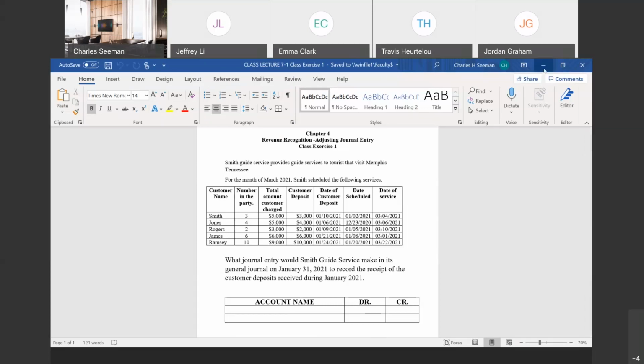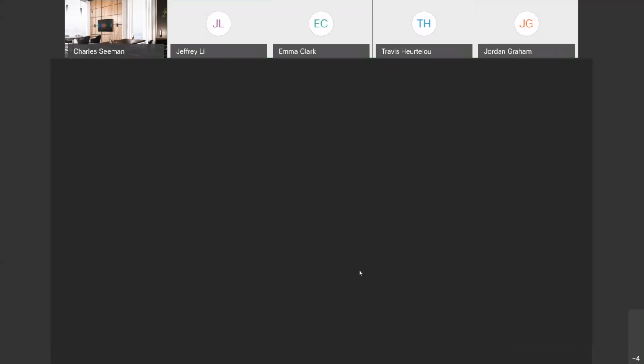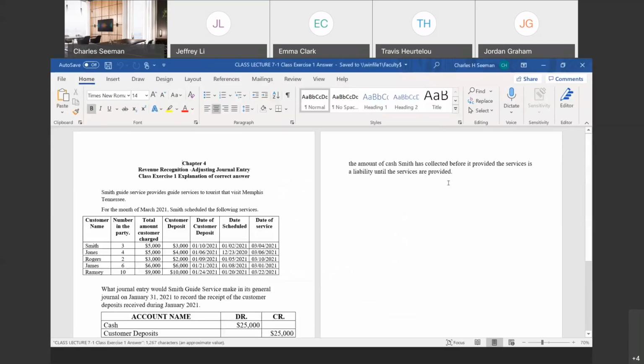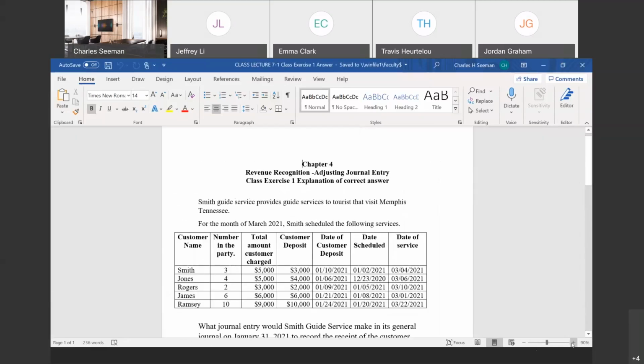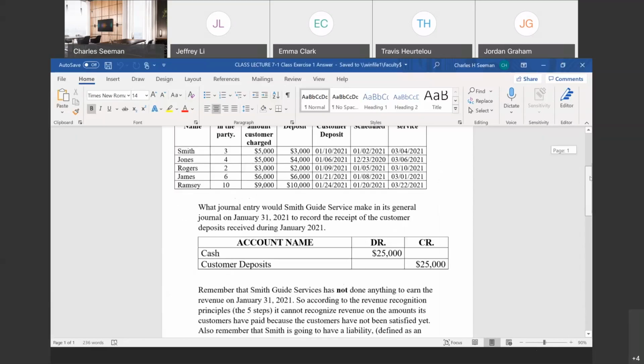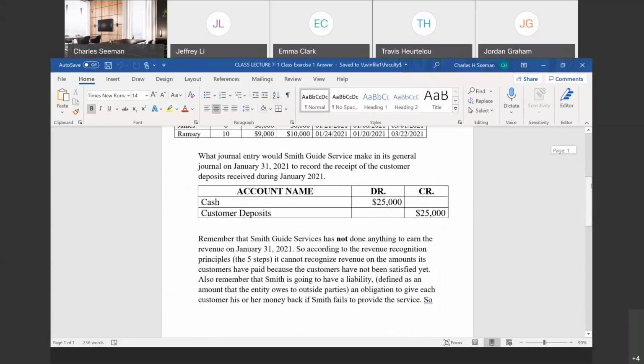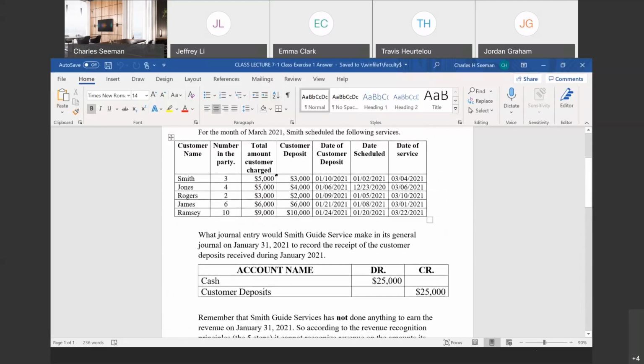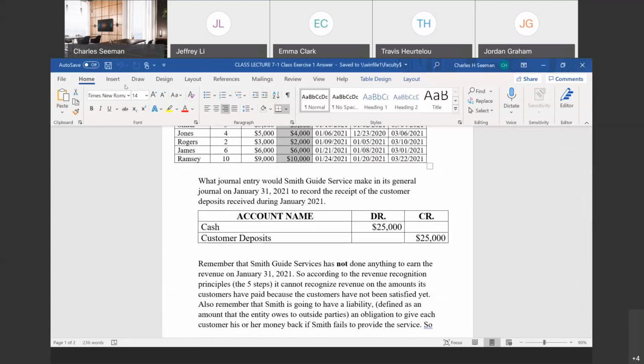All right, I know I'm going a little fast, but you can look at it. So here's the answer. Debit cash for 25 grand. 25 grand is simply the amounts in this customer deposit column. You add all that up, it's 25,000. And again, we're creating a liability.